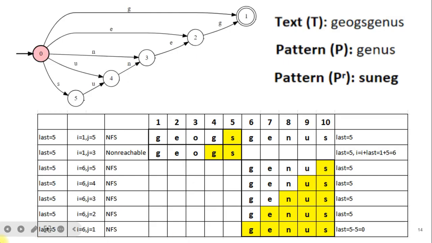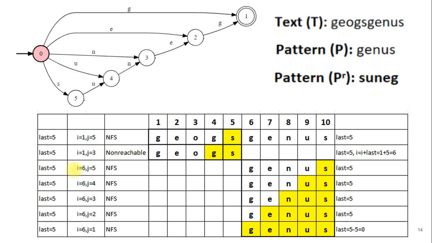After that, we start with the length of the pattern, which is 5. So we start at the fifth location: 1, 2, 3, 4, 5. We take the first window, GEOGS. Now S is matching, or rather it is reaching a non-final state. For a non-final state, we are not decrementing the 5, so last becomes 5 only. Next from S to G, non-reachable. So again we reset all the pointers.